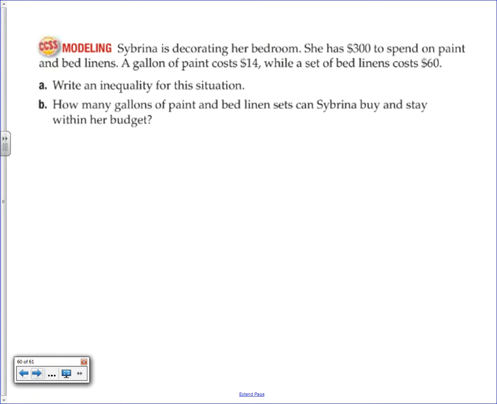Sabrina is decorating her bedroom. She has $300 to spend on paint and bed linens. Does that mean I want to spend over it or under it? Under it. Could be equal to, though, right? A gallon of paint costs 14, while a set of bed linens costs 60. Write an inequality for the situation. So what do you think?